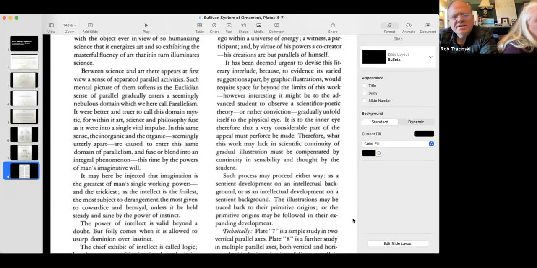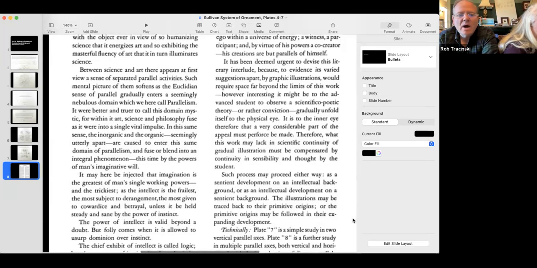It may be here injected that imagination is the greatest of man's single working powers, and the trickiest, as the intellect is the frailest, the most subject to derangement, the most given to cowardice and betrayal, unless it be held steady and sane by the power of instinct.